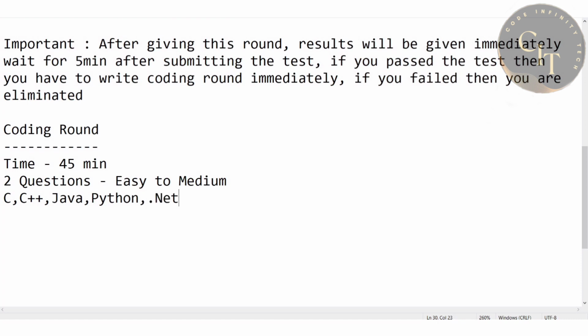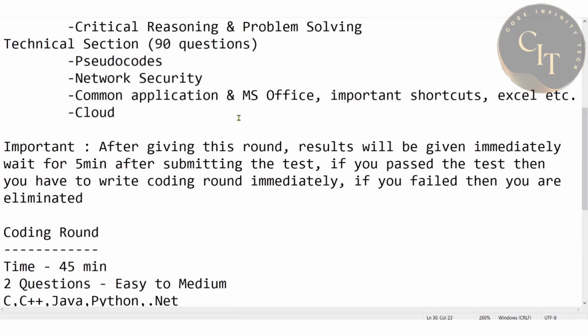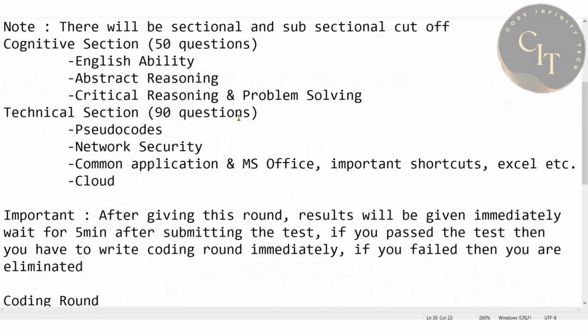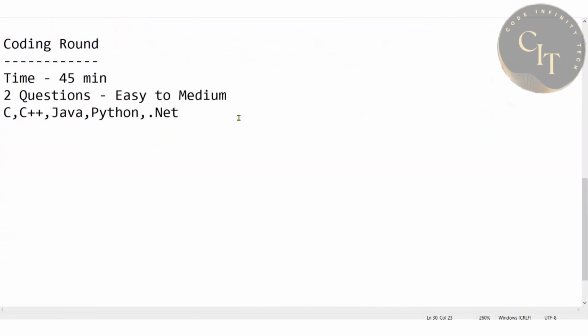Many of you are asking, I don't know much about coding, so how do I overcome this round. Don't worry, this won't be high level coding. So start practicing. And there will be different languages like C, C++, Java and .NET. Whichever language you are comfortable with, you can give the coding exam in that language. Once you successfully complete the coding round, this is your round 1. So your round 1 actually ends here after the coding round.